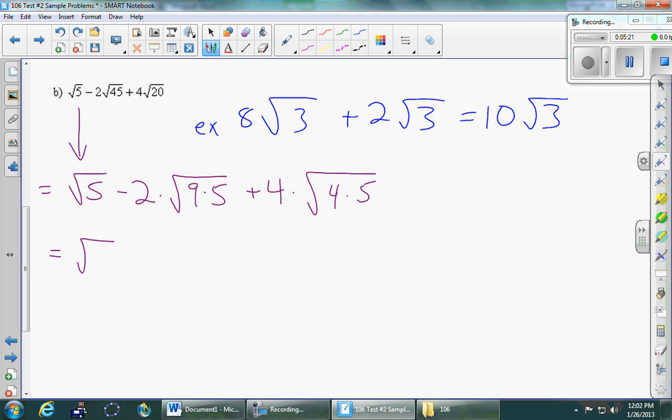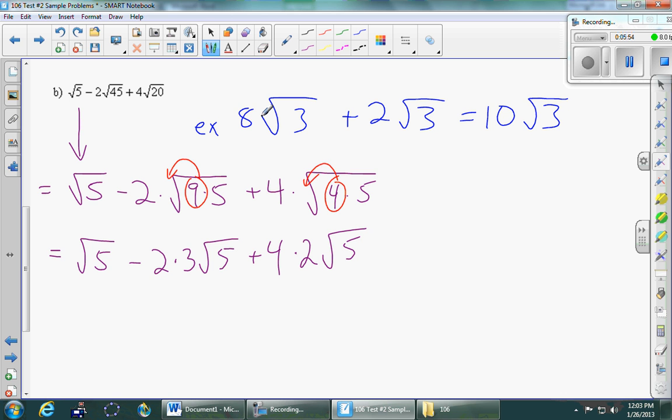Equals square root of 5 minus 2 times. And now we know, we saw it up above, I'm not going to write it out in as much detail, but we know that we can take that 9 outside of the square root. So what is the square root of 9? It's a 3. And then there's the square root of 5 plus 4. And then the same idea, this 4 can come outside, so take its square root. And the square root of 4 is 2. Square root of 5 left inside.